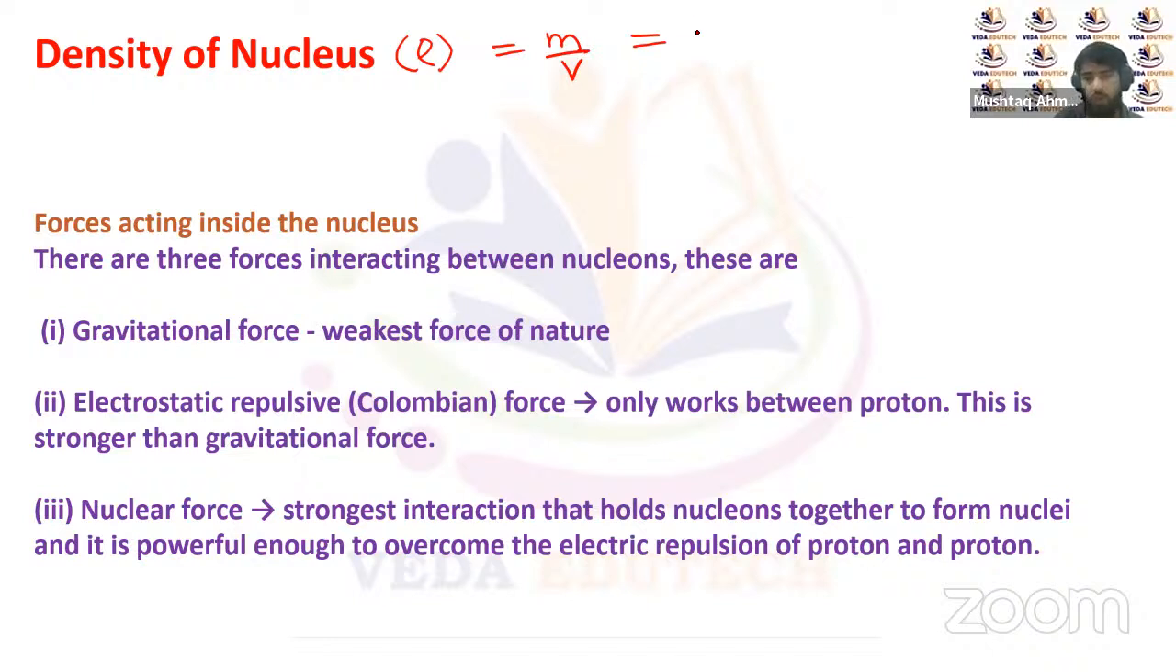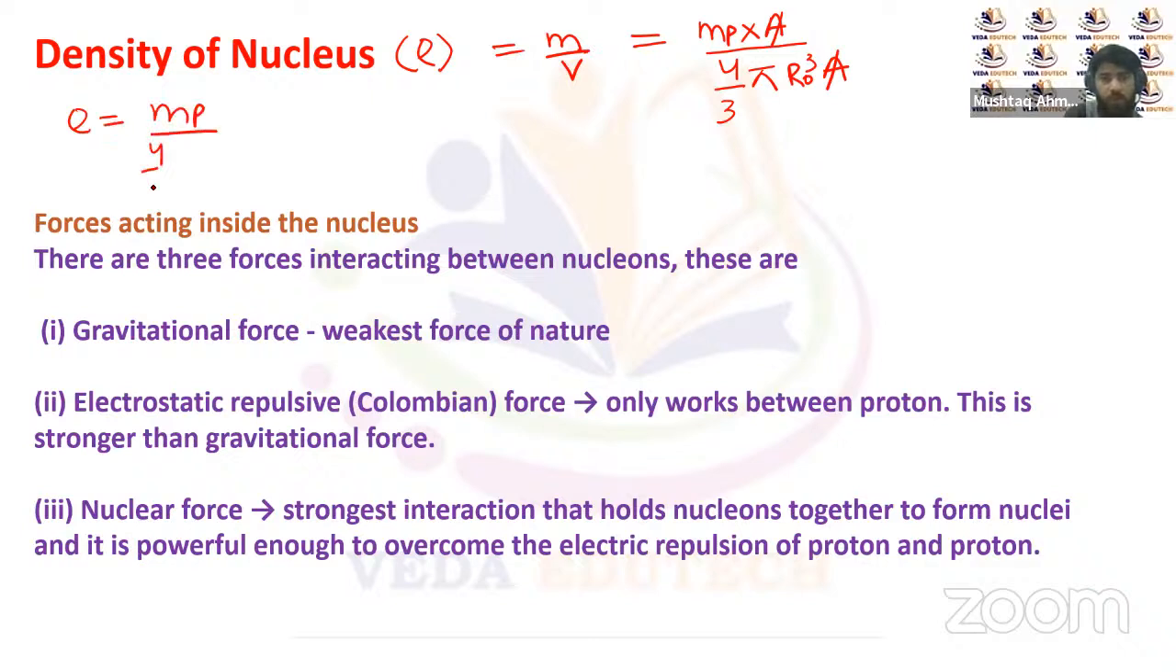So approximating it, let's suppose MP is the mass of a proton, and A is the mass number. Now, this will give us the total mass of the nucleus, divided by the volume of the nucleus, that's 4 by 3 pi r cube. It will be r naught cube into A, right? From here, A and A will get cancelled, and we'll get the density value as MP upon 4 by 3 pi r naught cube.